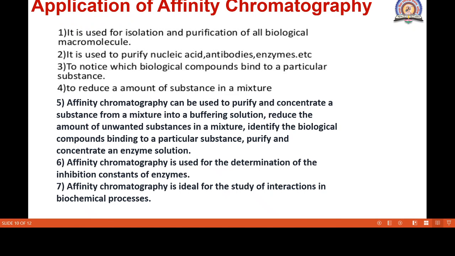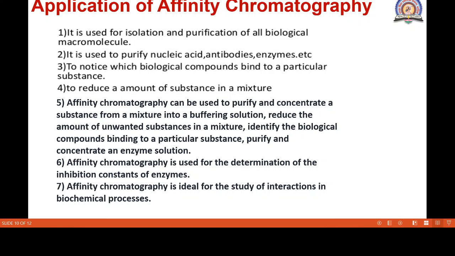Then the last point is applications of affinity chromatography. The first application, it is used for isolation and purification of all biological macromolecules. It is used to purify nucleic acids, antibodies, enzymes. Third application, to notice which biological compounds bind to a particular substance. That is also found out by using this technique.